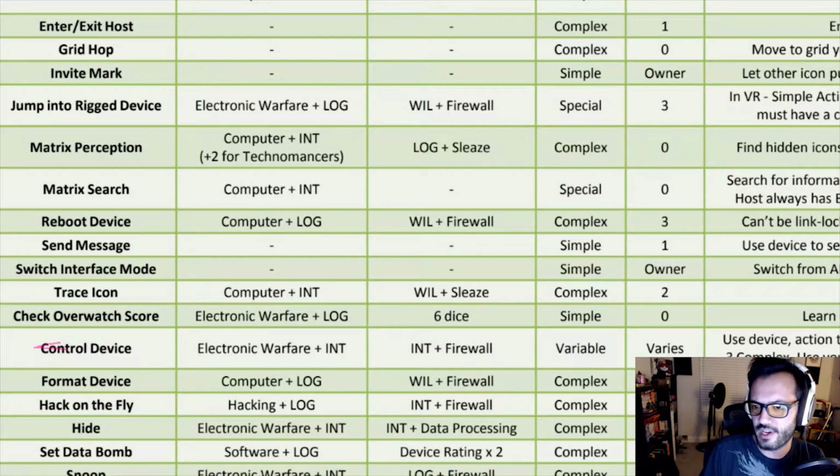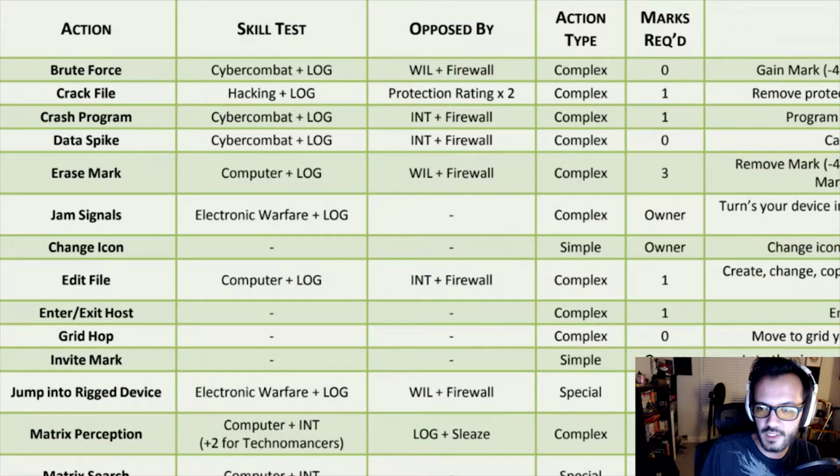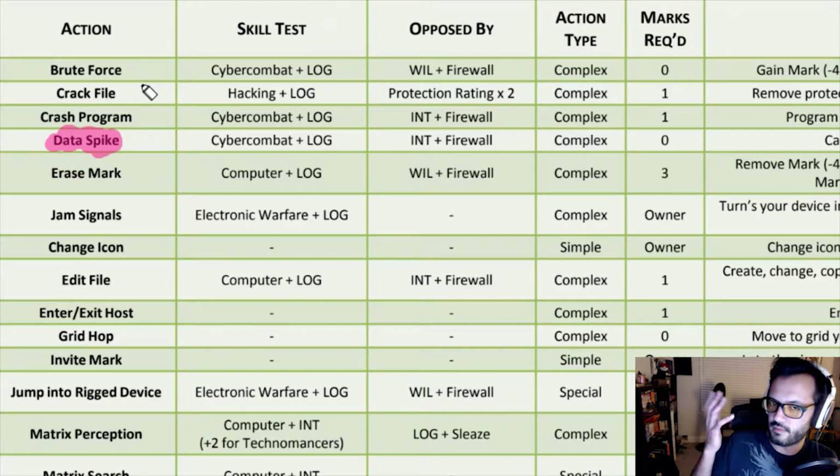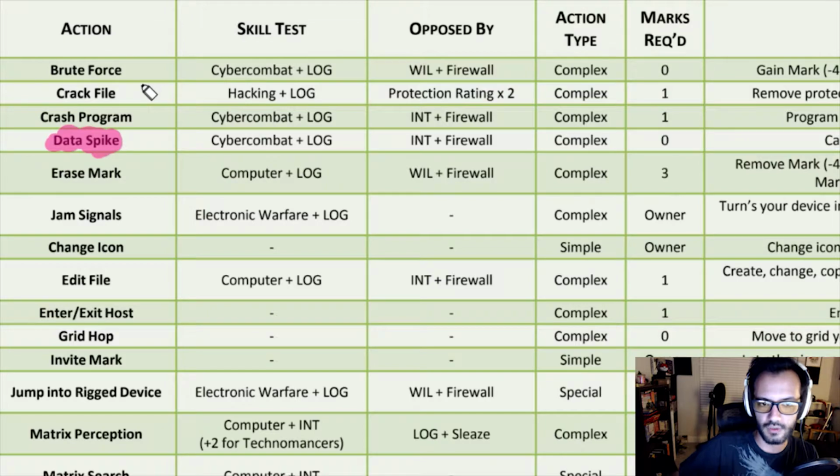And you'll also notice how over here with control device it says the marks you need varies. Basically, the more complicated the action, the more marks you need in order to do so. Consult with your GM. Data spike is a good ol' I'm going to mess up some stuff. Data spike, you just have a bunch of corrupted code and you throw it at a device and then you overload it and it will eventually crash. You cause matrix damage to it. It's a very angry matrix action.